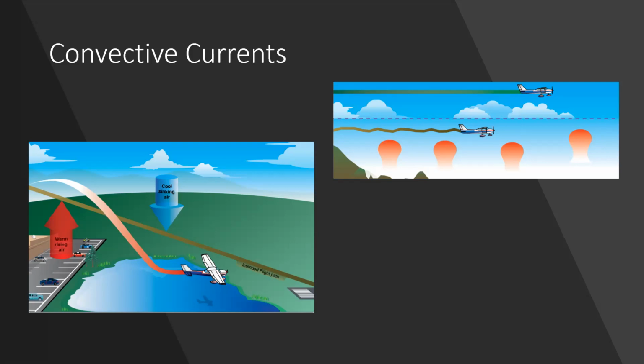And this can cause problems mostly when you're trying to land. Like in this picture, you fly over a parking lot, it bumps you up, and then you fly over a lake, which is cooler and it's sinking air and pushes you down, and pretty soon you're off your flight path. So these are just things to think about as you're flying, that these convective currents exist and that these smaller scale air currents can form.